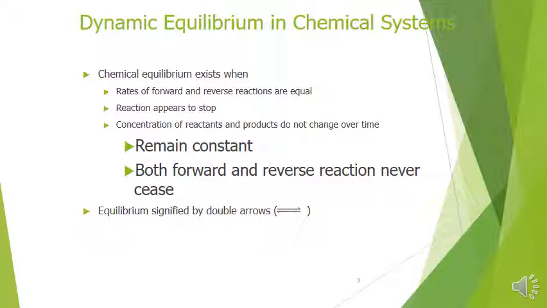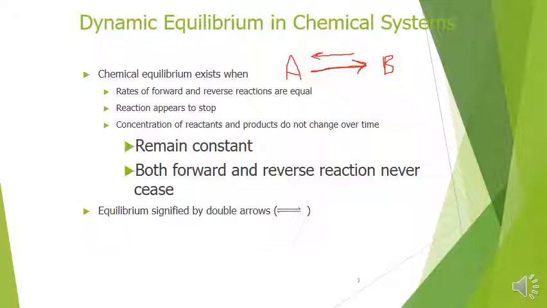Okay, dynamic equilibrium in a chemical system. Chemical equilibrium exists when the rates of the forward and reverse reactions are equal. So what we're going to look at is a reaction A going to B, and it doesn't matter if it's exothermic or endothermic at this time. Usually, we just assume that the chemical reaction will move from A to B, but in reality, the reaction can go back to A as well.